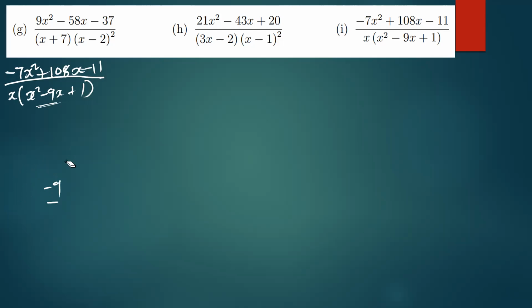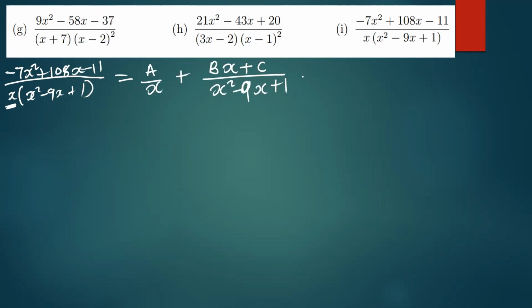So if you can't factorize the quadratic expression, remember what we said. The first term that we have here is x, so this one we're going to have A over x. But the second term is a quadratic expression that cannot be factorized, so we say Bx plus C, and then everything over the expression. So the expression is x² minus 9x plus 1.